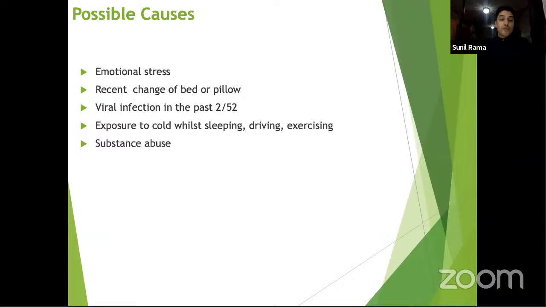A recent change of bed or pillow can also start causing quite a bit of pain. Viral infection in the last 2 weeks, we haven't seen COVID-19 do this yet. Any exposure to a cold draft of wind, like an aircon or a fan, or from a car, a motor vehicle, that ventilation directly on the neck can also cause this. Any substance abuse, like ketamine, cocaine, can also cause these symptoms to come on quite immediately.